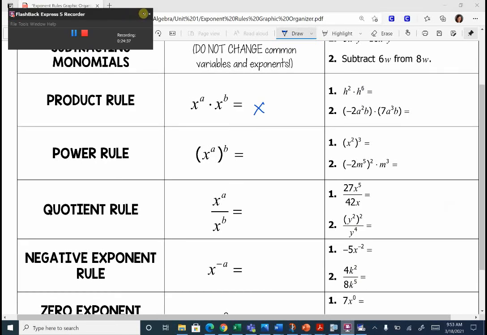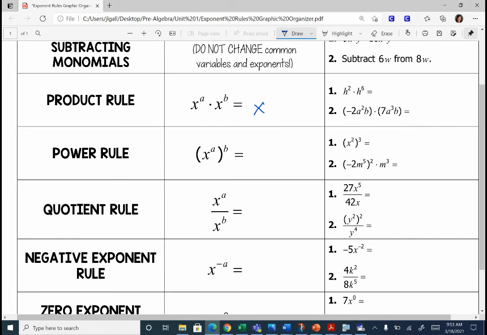Looking at our graphic organizer, don't worry about the adding and subtracting one. We're not there yet. Scroll down to, or I can scroll down, go down to the product rule. So the product rule, that's the first one that we did when we were multiplying. Product means we're going to multiply. What did we do with those exponents? When we multiplied, what did we do with the exponents? If you need to check your investigation sheet, go ahead. What was the first thing we did? When we multiplied, what did we do with the exponents?